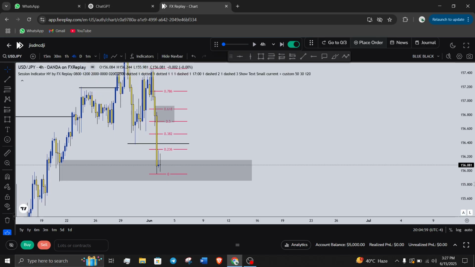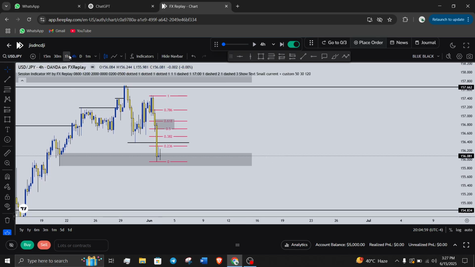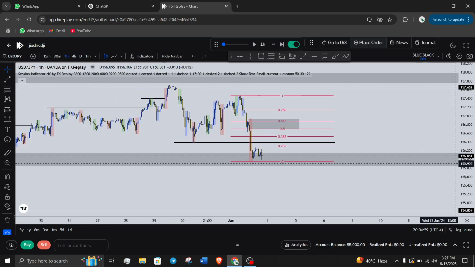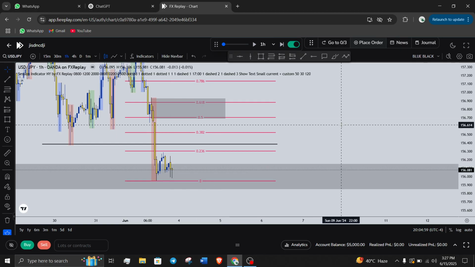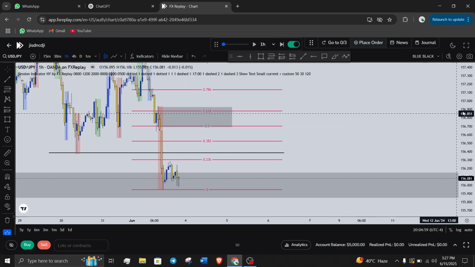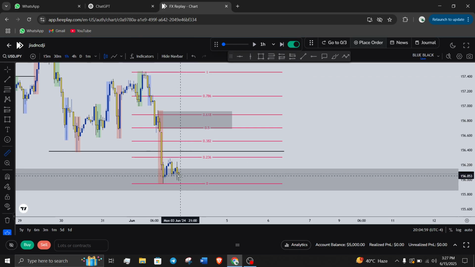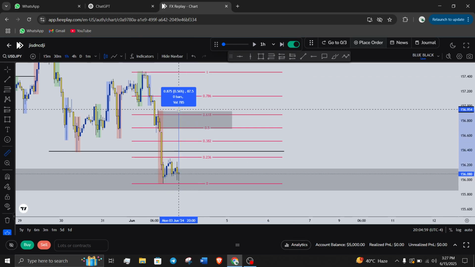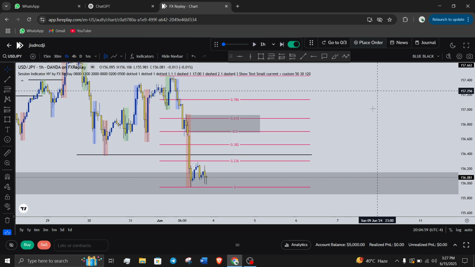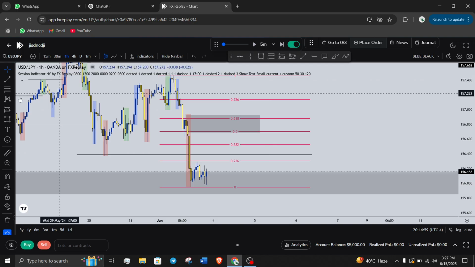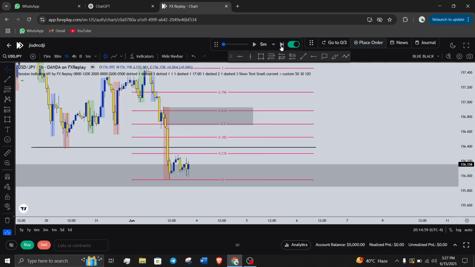We do have rejections from the zone, and I do think we can enter. And Asia can pretty much push. Stop loss, yes, stop loss is going to be huge on this trade, about 87 pips. Let's just see what happens.